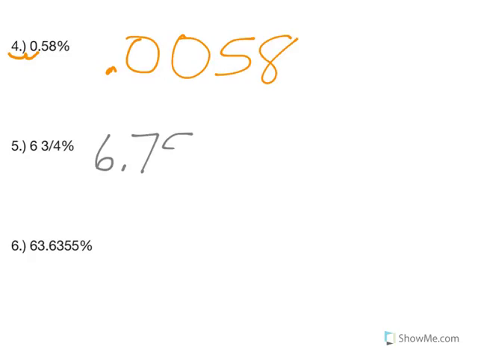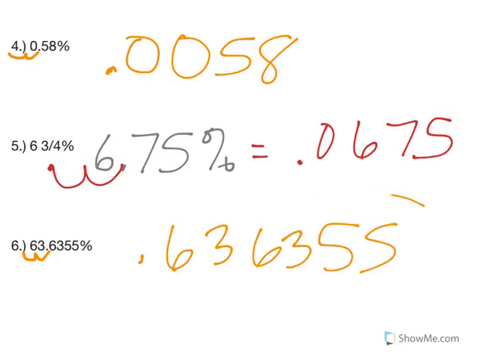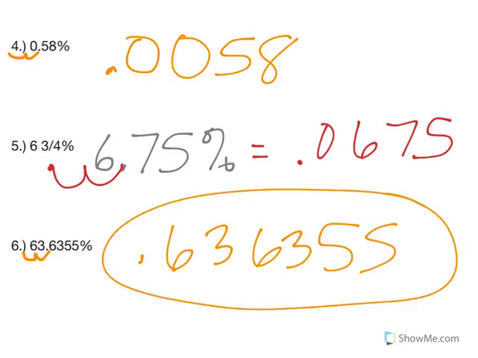Next set, you might want to try these first, but same concept, right? We take the decimal, we move it 2 places. If you have an empty hump, you've got an extra 0, so I've got 0.0058. In number 5, 3/4, if you remember, is 0.75. So I have 6.75%. 2 places, look at that extra hump, so 0.0675. And in number 6, I got a lot of numbers, but when I move my decimal 2 places, I get 0.63655. We need all of those non-zero numbers.